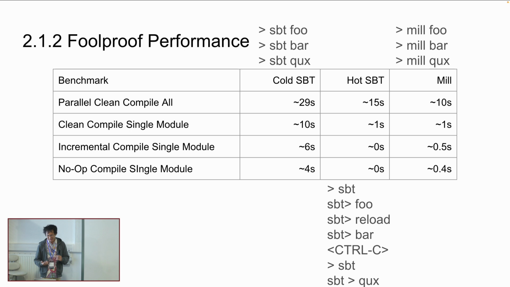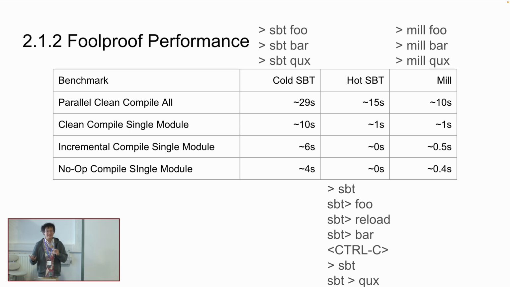So Mill is very comparable to the hot SBT workflows in terms of performance. In fact, in some ways it's a bit faster. Like the parallel clean compile all, Mill may be a third faster than compiling everything using SBT, even though it's the same files. So these are all just overhead that Mill has less of than SBT does. But perhaps the main advantage here is that with Mill, you can't accidentally fall back to the lazy but slow cold SBT, run-things-from-the-shell workflow.